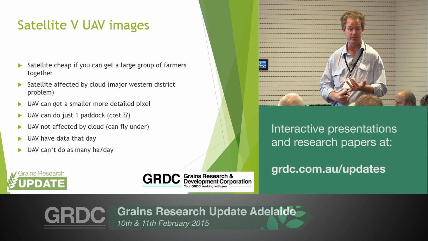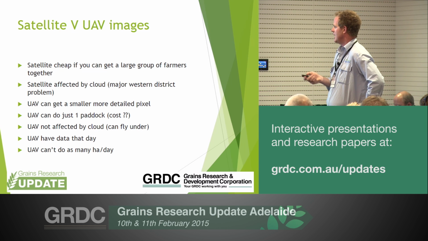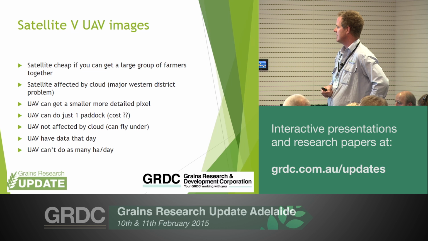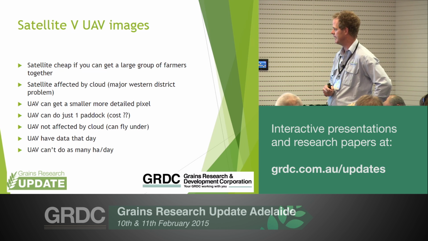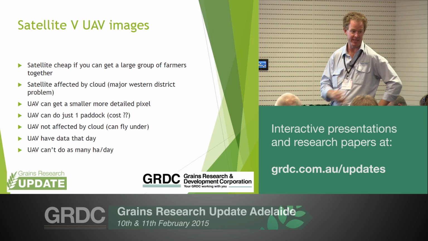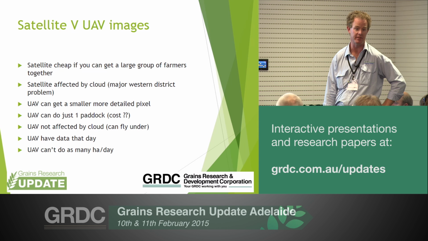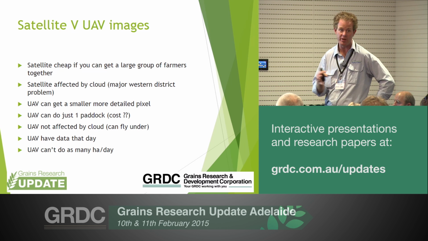You don't have that issue with UAV. The camera's there, bang, it's straight underneath. You get a more detailed pixel with the UAV. A UAV can do just one paddock if you want, and you can not worry about the rest. And in theory, if you've got a big enough computer, you can have that data the same day you take the photo with the UAV, whereas with the satellite, it's a 3 or 4 day turnaround.